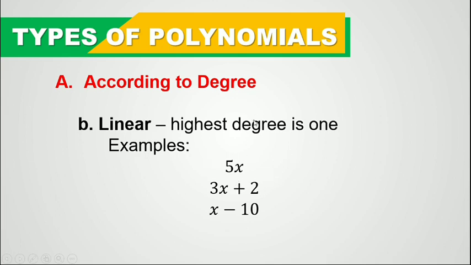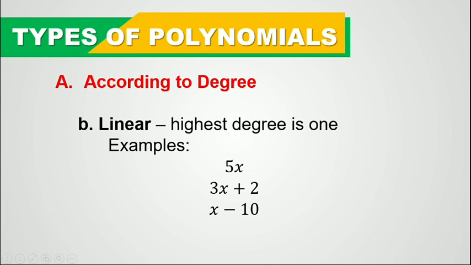So it is called linear if the highest degree is 1. Again, it is not necessary to write the 1. If there is a variable and no written number, that simply indicates that the exponent of the variable is 1. So that kind of polynomial is considered as linear polynomial.